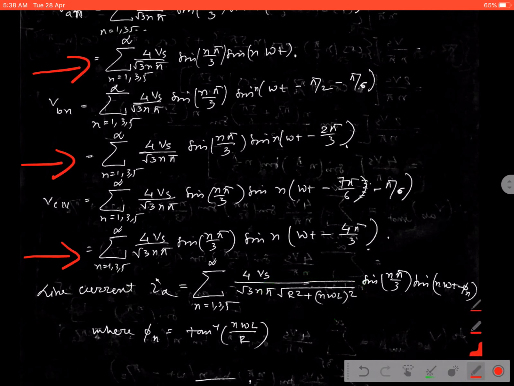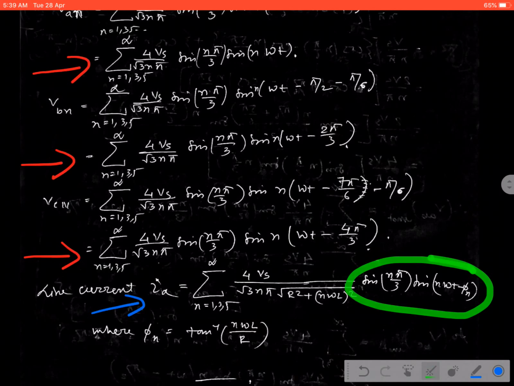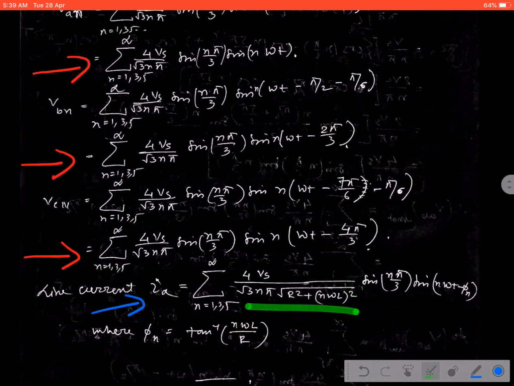That is why the equation for the line current IA equals the summation for n equal to 1, 3, 5 to infinity of 4 Vs by root 3 n π, divided by Z, that is root over of R squared plus (nωL) squared, with the angle defined by the lagging power factor, as the inductive load is there. As we know, in the case of an inductor, the current always lags behind the voltage by some angle. So this is the angle minus φn.